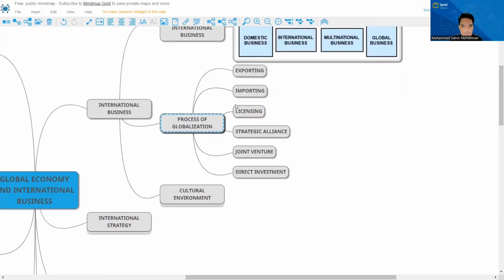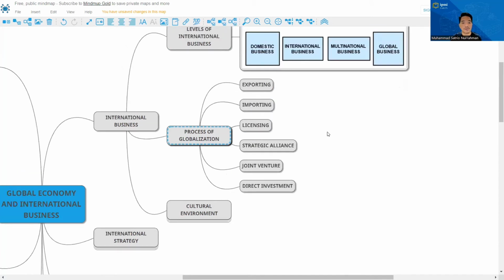And then another topic is the process of globalization. To do globalization, there are some processes needed by the company. The first one is exporting, and then importing, licensing, strategic alliance, joint venture, and direct investment.